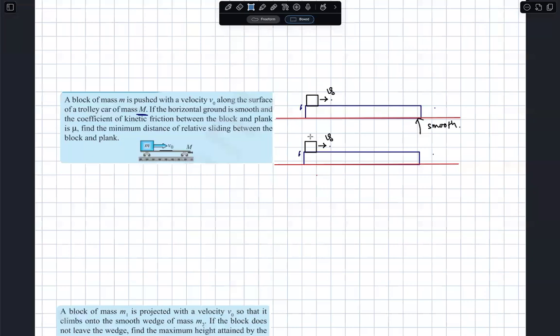Now, what will happen in this case is that, for example, at some time later, the block will get v1 velocity. The plank also gets v1 velocity. So now both will have a common velocity.